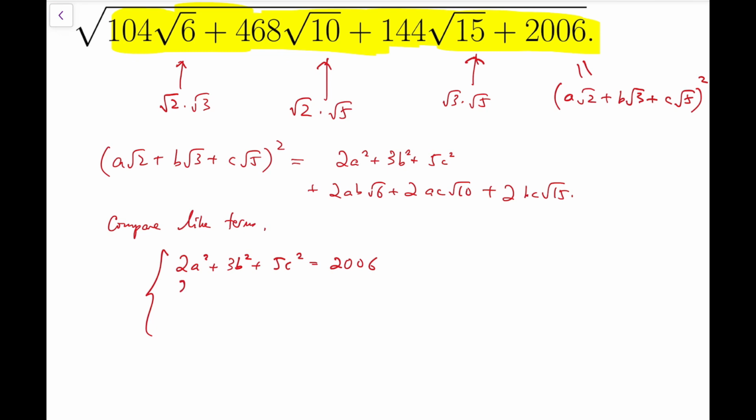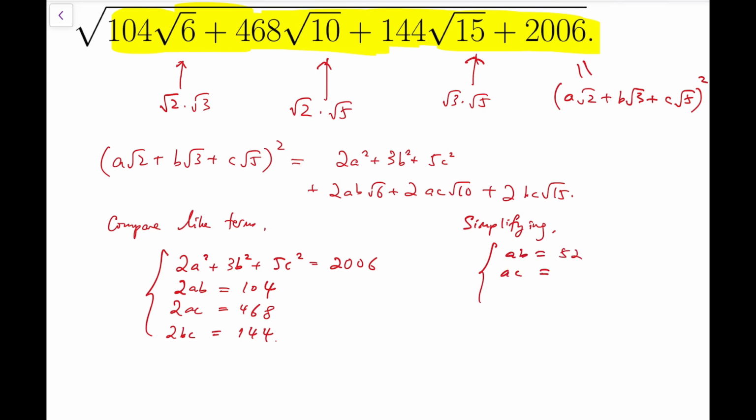That's not very helpful, but the other terms will be much better, which is that 2ab is exactly 104, 2ac is 468, while 2bc equals 144. So simplifying, we'll have ab equals 52, ac equals 234, while bc equals 72.